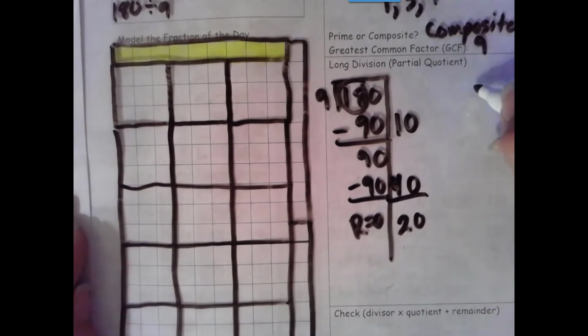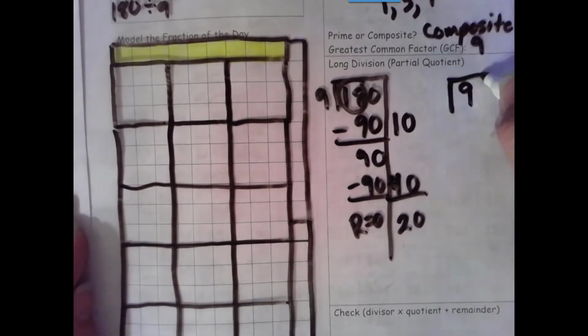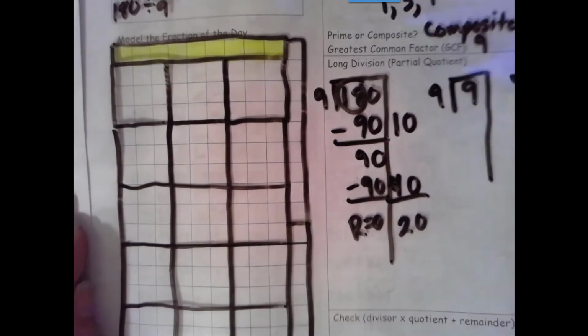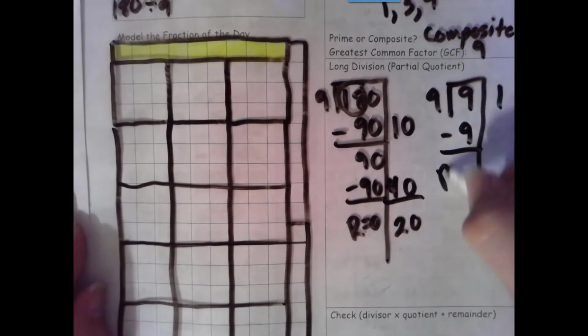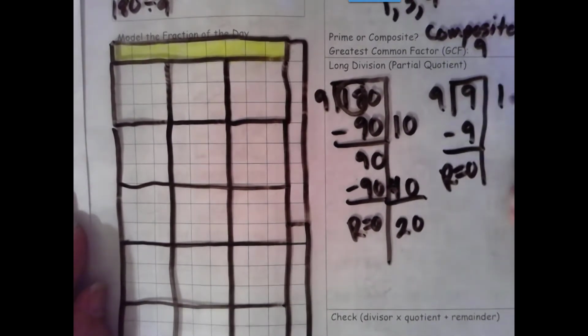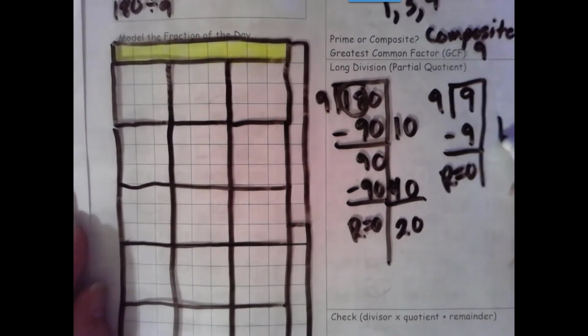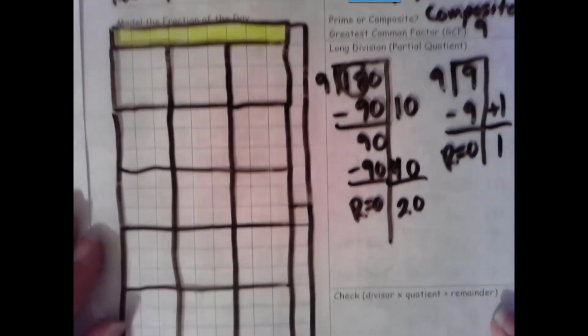Okay, now we're going to do the numerator, 9 divided by 9. Well, 9 times 1 is 9. Numbers the same, 0 is the game. Oops. And our partial quotient is 1.